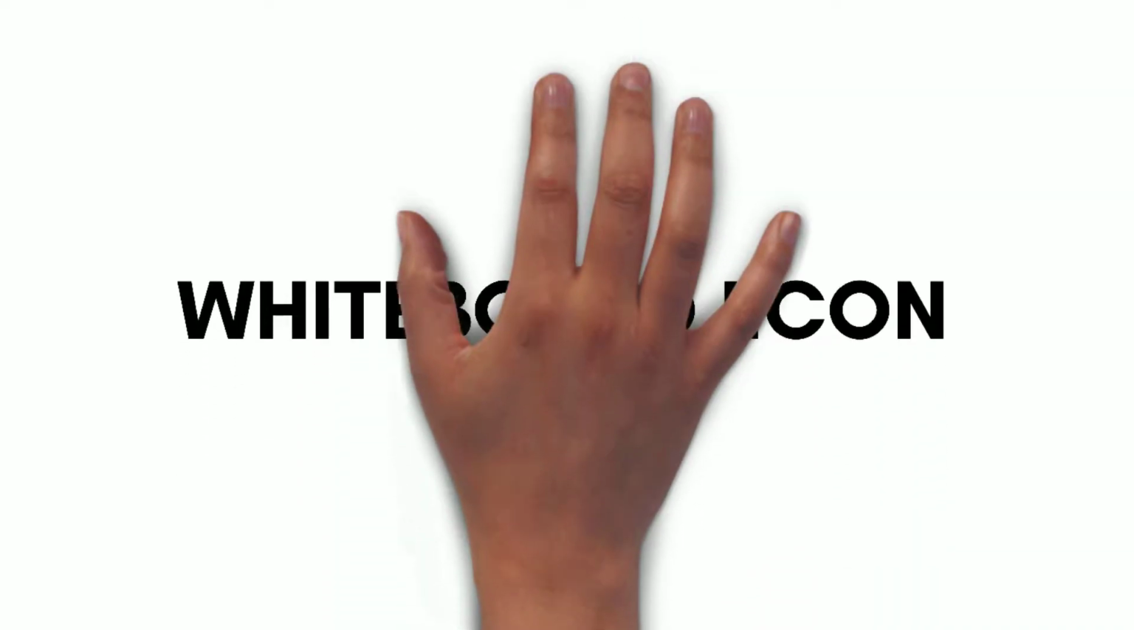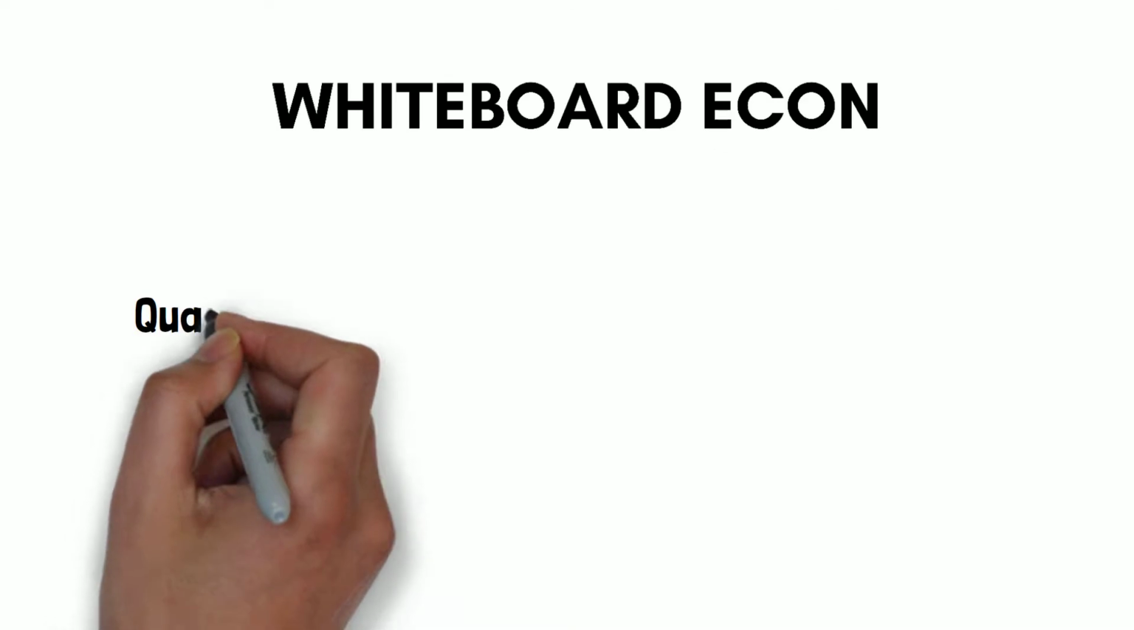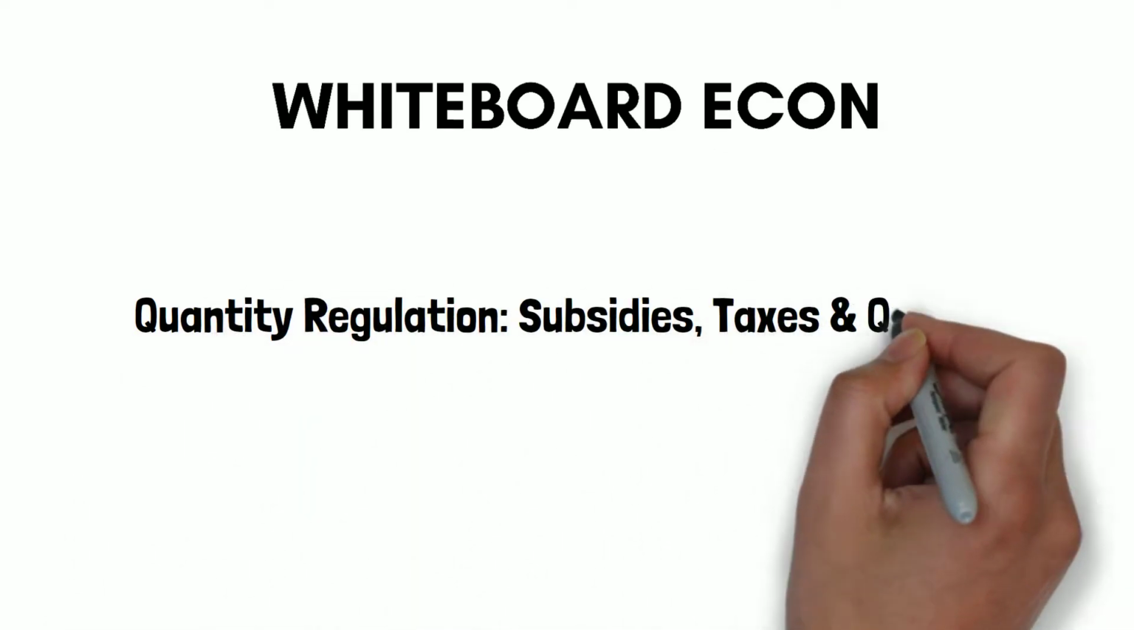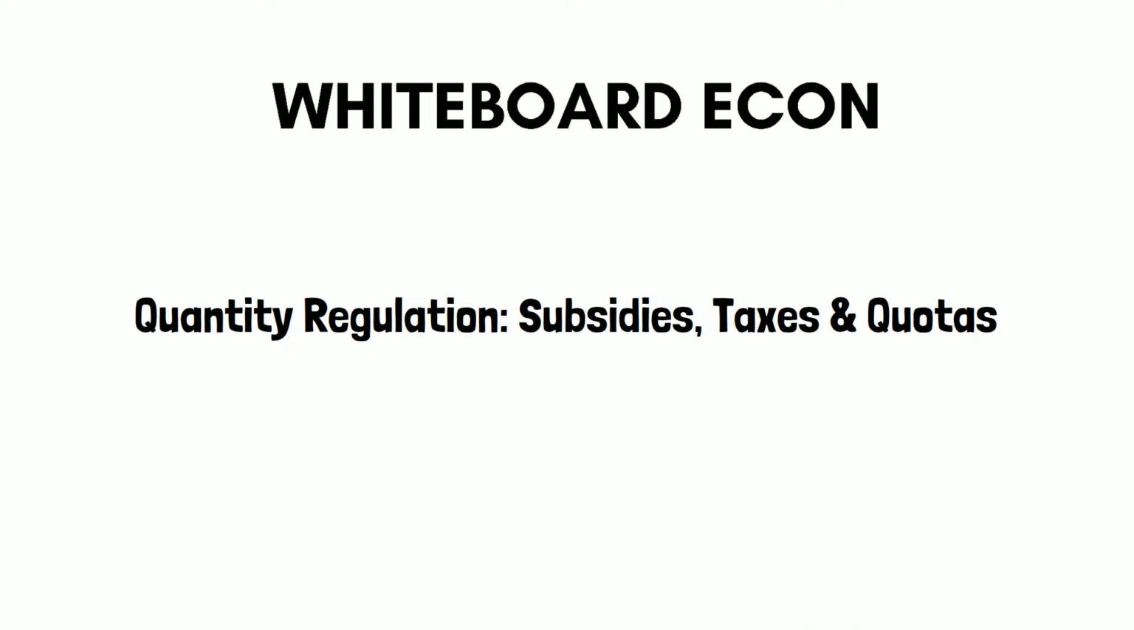In the previous video, we looked at price regulation in economics. These are price ceilings and price floors set by the government. However, the government can also regulate the quantity supplied. It has three means to do so: subsidies, taxes, and quotas. Means which are also called quantity regulations.